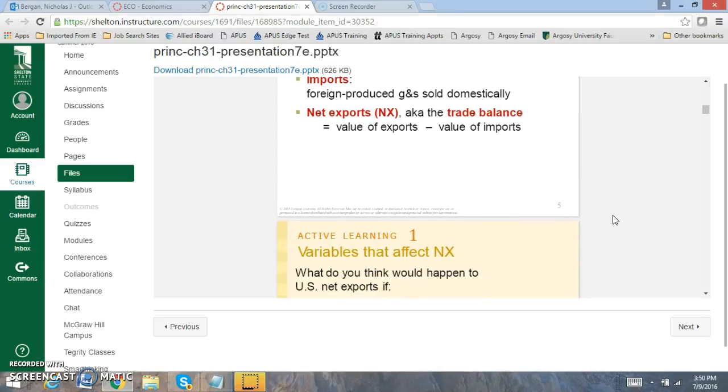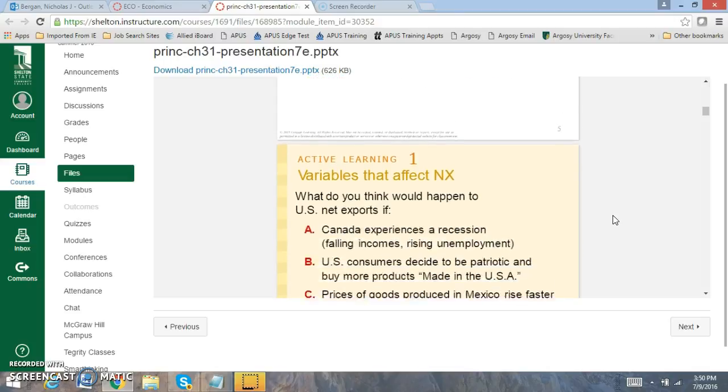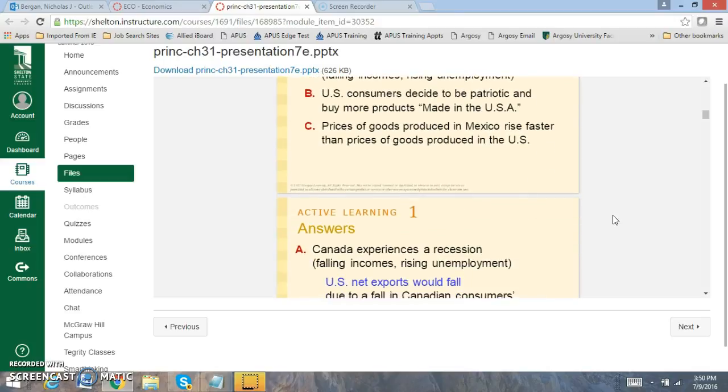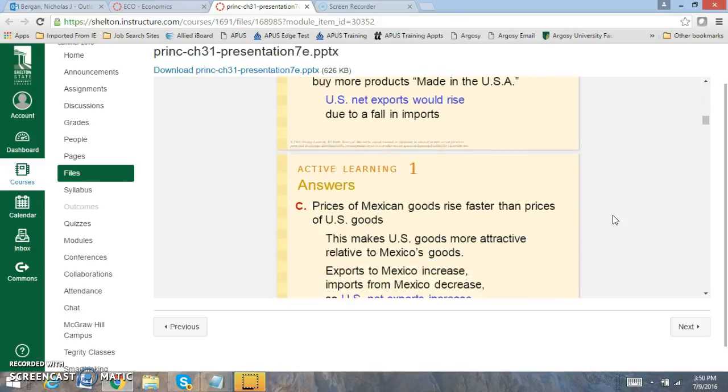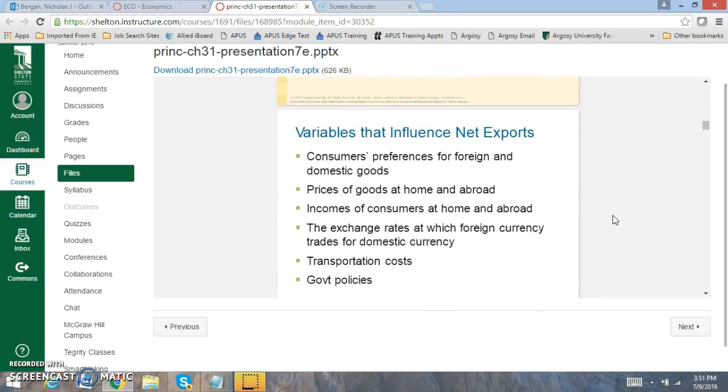When you look at net exports, this is the value of exports minus the value of imports. You'll notice that the U.S. has historically been running a trade deficit, and when there's a trade deficit, this creates many challenges for an economy to deal with. You have some learning activities that you can go through. I think they'll be very helpful for your analysis.